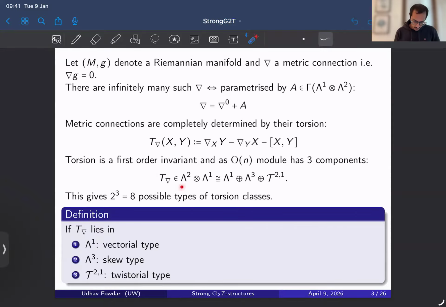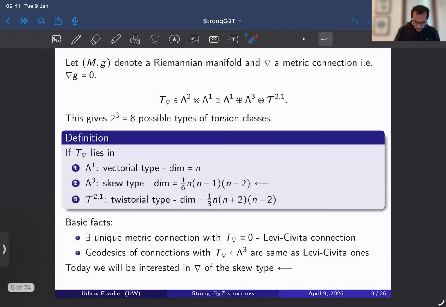The way you get the one-form bit out of this two-form tensor one-form is simply that you contract the one-form inside the two-form to get this one-form bit. And because one-forms are isomorphic to vectors, if the torsion lies in the space of one-forms, you just call it of vectorial type. If it's totally skew-symmetric in the two-form and the one-form bit, then you get the three-form bit, and if the torsion lives in this space, then you call it a connection with torsion of skew type. And if it lives in the last bit, you call it a connection whose torsion is of twistorial type.